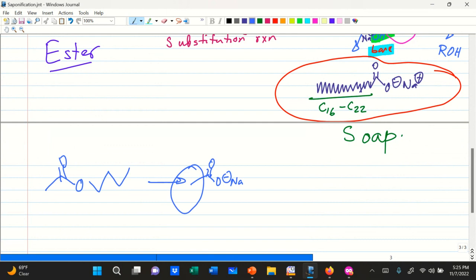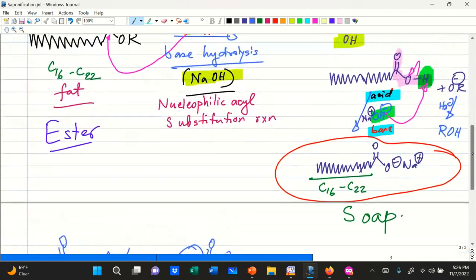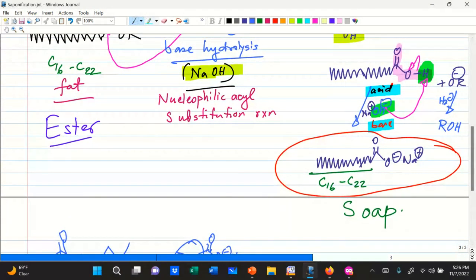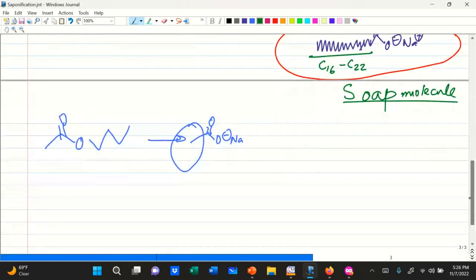So you may not be making any real soap, but you'll be practicing a method of soap making, which is base hydrolysis of ester, also called base promoted hydrolysis of ester. In the case when the carboxylate is large, then it is a soap molecule. So that is all about this lab. It's not intense at all. Relatively straightforward and short lab. So you should be able to finish quickly enough.